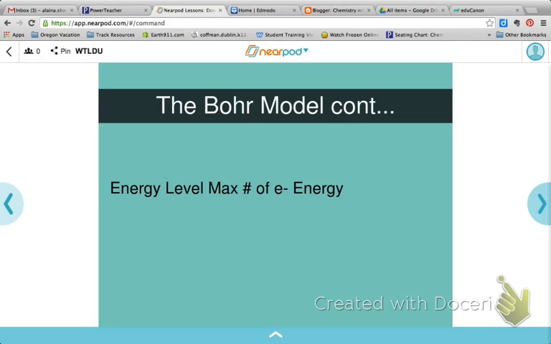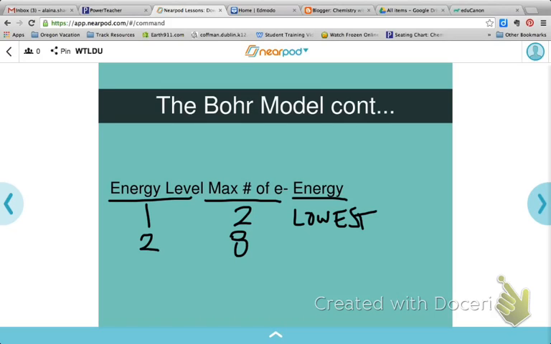Now I want you to create kind of a little column here where we have the energy level, the max number of electrons, and the amount of energy. So the energy level 1 has a max number of electrons of 2, and its energy is lowest. Energy level of 2 has a max number of electrons of 8, and it's a little bit higher. Energy level of 3 has a max number of electrons of 18. Its energy would be a little bit higher because it's farther away. Energy level 4 would have a max number of electrons of 32, and it would increase in energy.